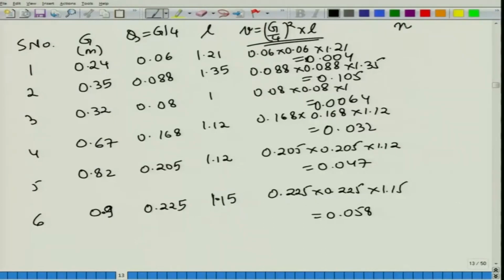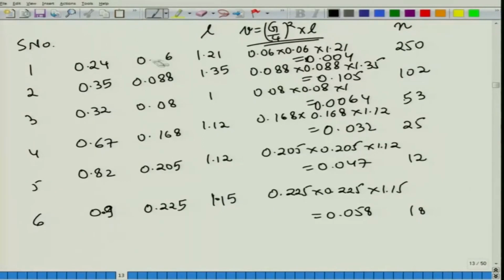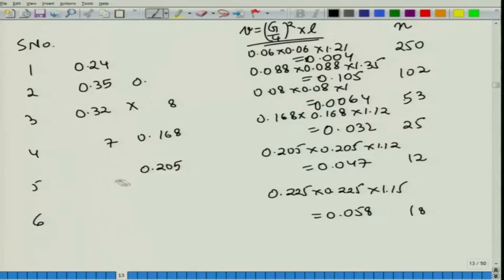Now, the number of logs is also given. So, that is 250, 102, then we have 53, then we have 25, then we have 12, then we have 18. So, now let us remove this first part, and we have already computed V and N.